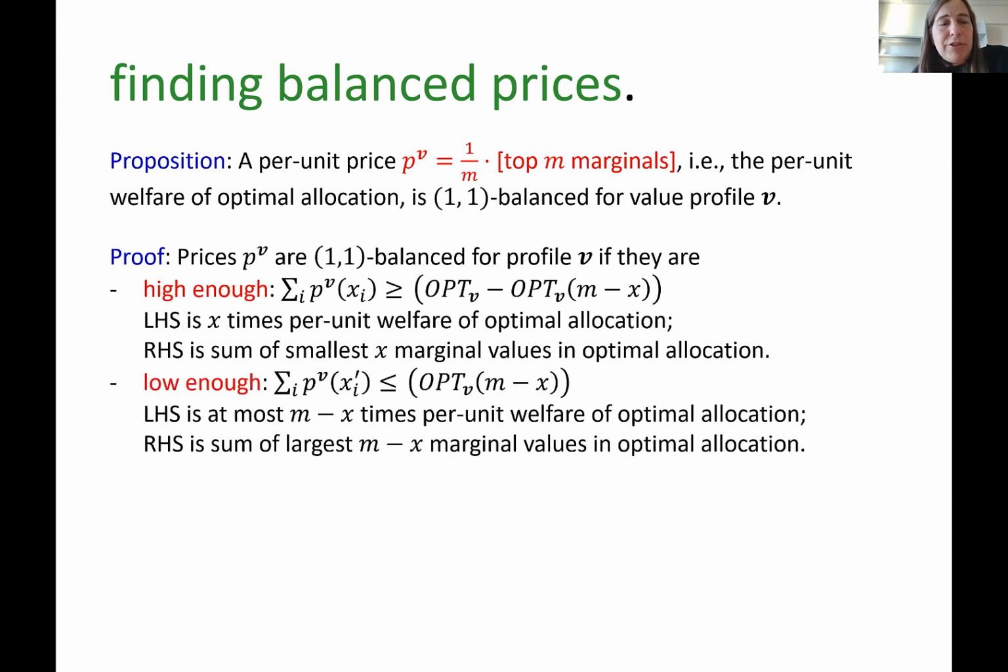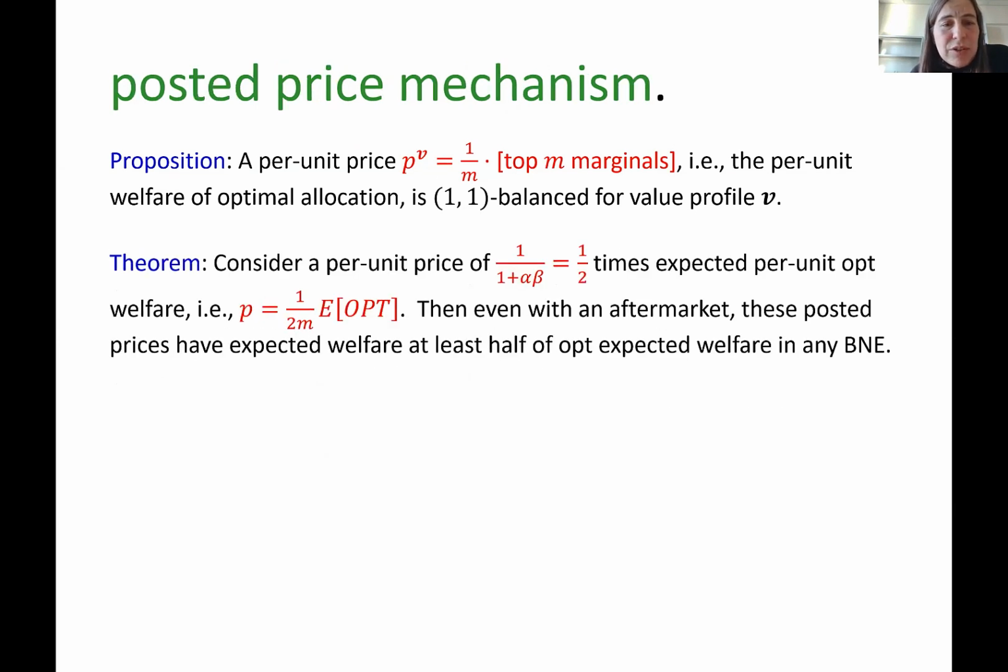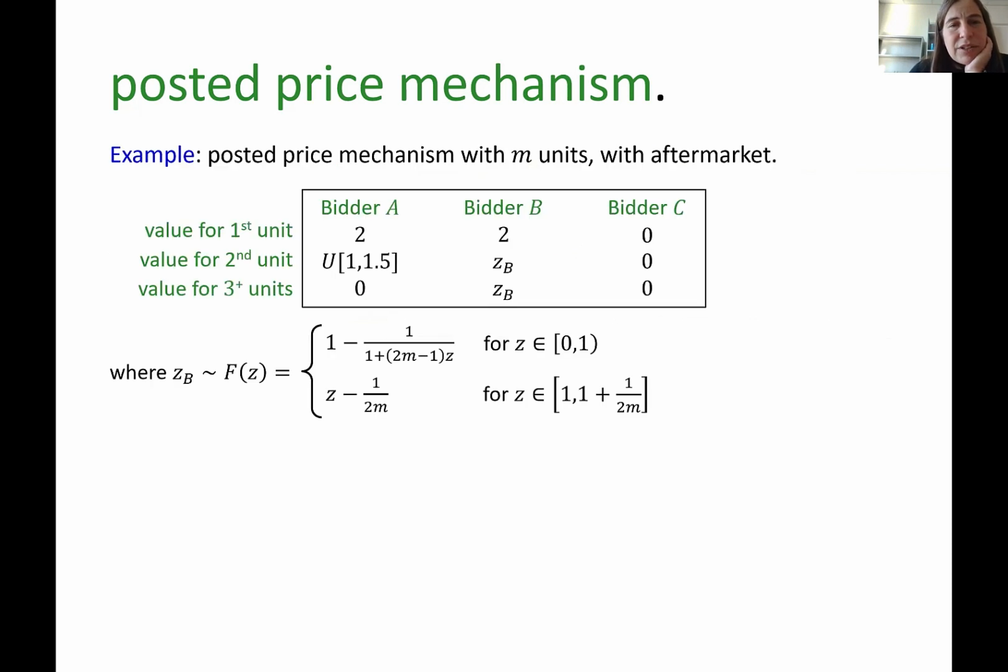The price that you end up needing to set to have a balanced price in the multi-unit auction setting is going to be equal to 1/(2m), where m again is the number of units, times the expected optimal welfare. By setting such prices, you're going to prevent the speculation.